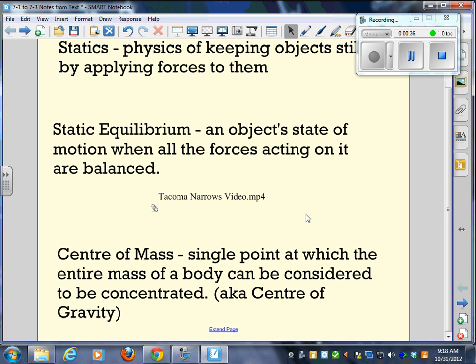Center of mass is something that is talked about a little bit at the university level. We don't worry too much about it, but just sort of a brief introduction. It is the single point at which the entire mass of a body can be considered to be concentrated. Okay, it's like the center of gravity. And if you look at 7.15, the bottom right-hand corner, there's a picture of Wile E. Coyote standing underneath the big rock, and of course we all know what's going to happen there. When the center of gravity is not above the balance point, well then it's going to collapse.